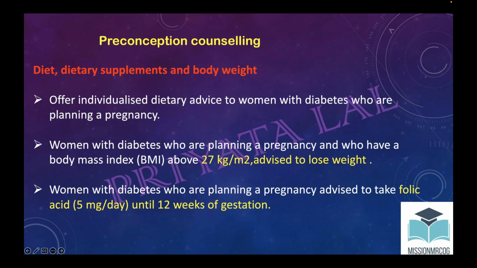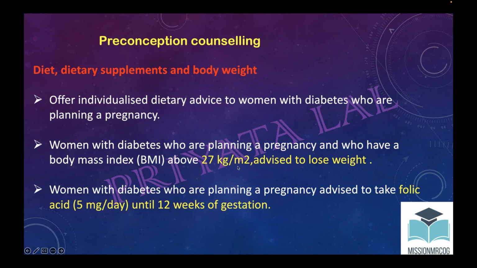And this pre-pregnancy conceptional counseling in diabetes is the only place where they want a BMI of 27 and weight loss. In all other cases you will find more than 30, they want the patient to lose weight. But in diabetes it is 27. So at a BMI of 27 they will advise the patient to lose weight, okay, before she becomes pregnant.